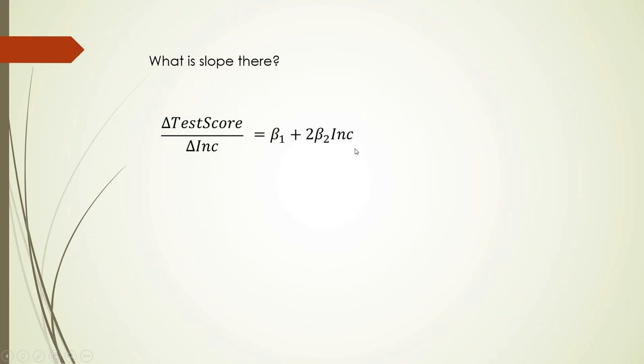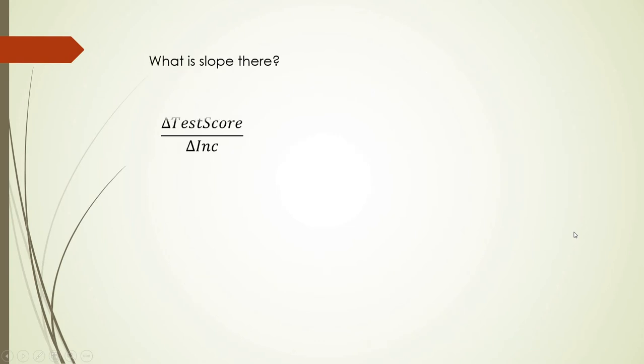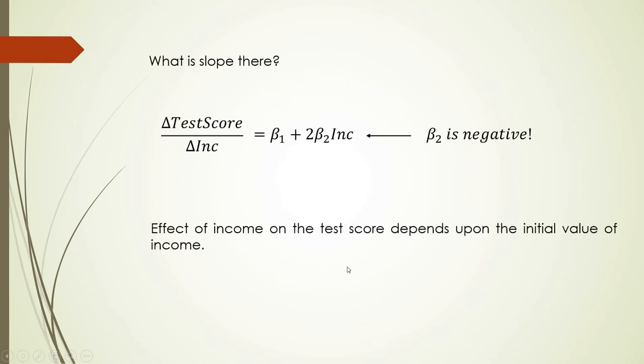This is why we talked about the first type of developing the nonlinear model, that you need to have an initial value of the independent variable. So you need to know the initial value of income for which you want to calculate the slope, to calculate the beta hat. So here beta 2 is negative in our case. This is in general, but we know from our equation that beta 2 is actually minus 0.04. Okay, so the effect of income on test scores depends upon the initial value of income.